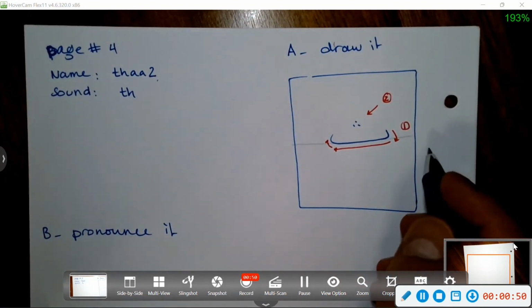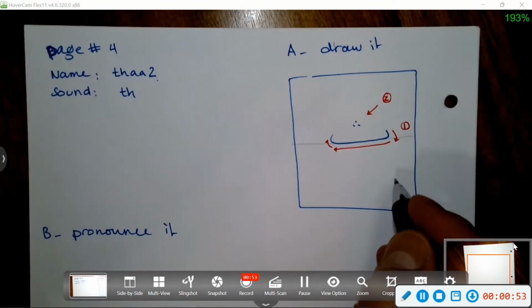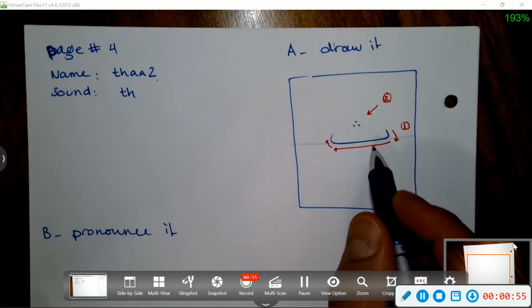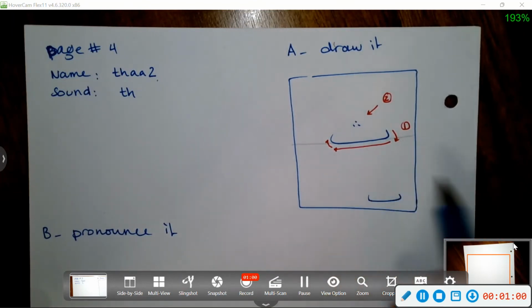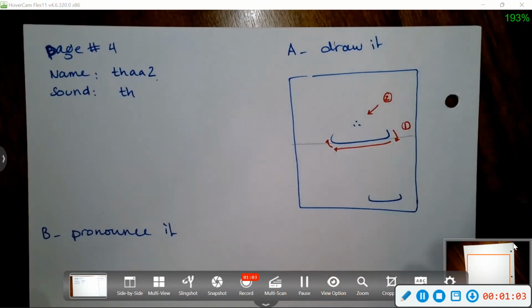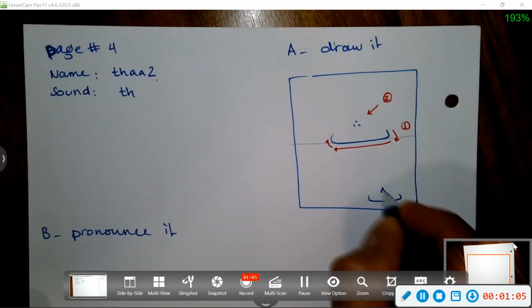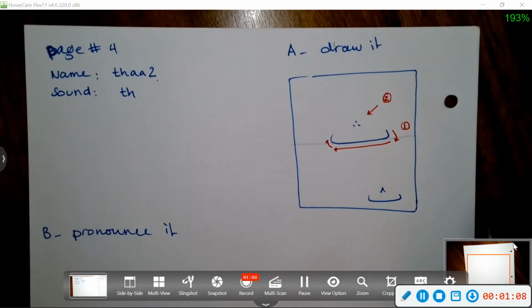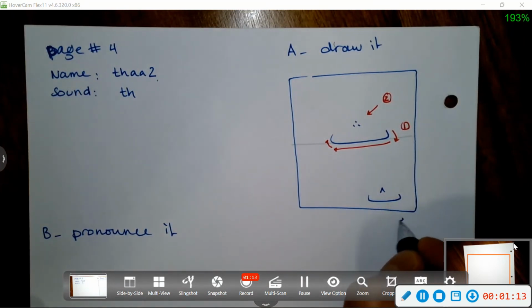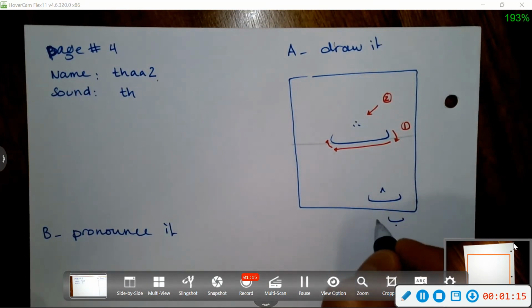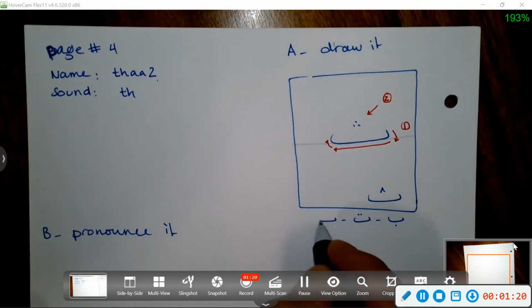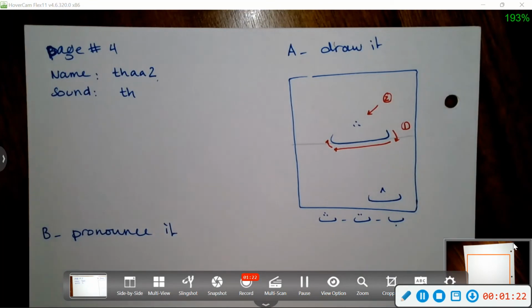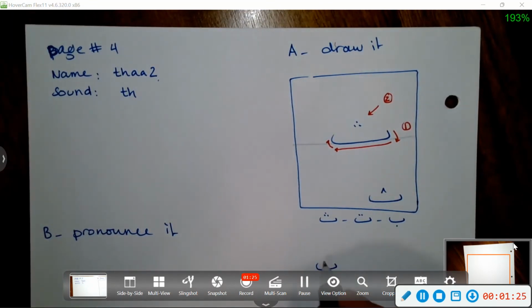Now, exactly the same way as with ta, when we substituted the 2 dots with 1 small line, we can do that with tha also. And instead of 3 dots, we can just put this shape. This means 3 dots. So, ba, 1 dot at the bottom, ta, 2 dots at the top, tha, 3 dots at the top. Pronunciation.